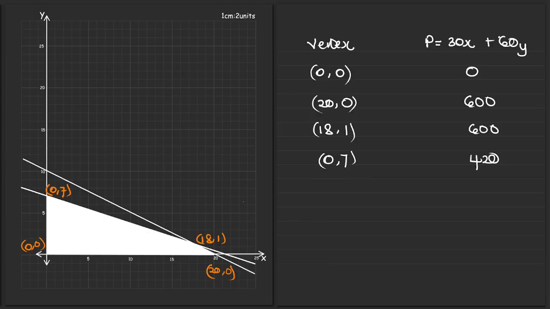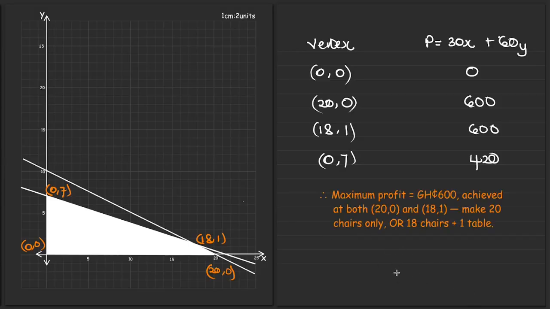Now if you have to observe what we have on our table, what is the implication? It simply means with the limitations we have, that is with the constraints we have been given, we can make maximum profit at two different points. First of all, we can choose to produce 20 chairs with no table at all. That would give us a profit of 600. Or we can produce 18 chairs and just one table, and that will also give us a profit of 600. That is what this means. So our conclusion is the maximum profit that can be made is 600, and is achieved at both 20, 0 and 18, 1. That is, you either make 20 chairs only or make 18 chairs with just one table.